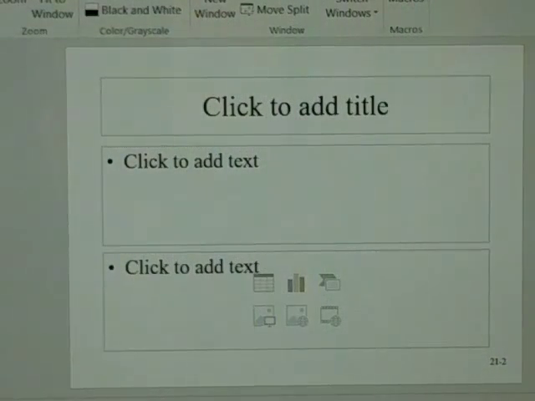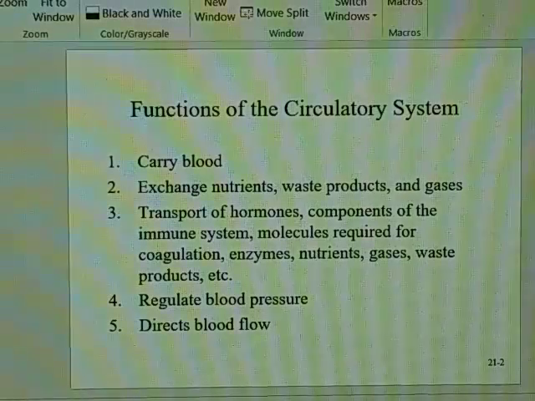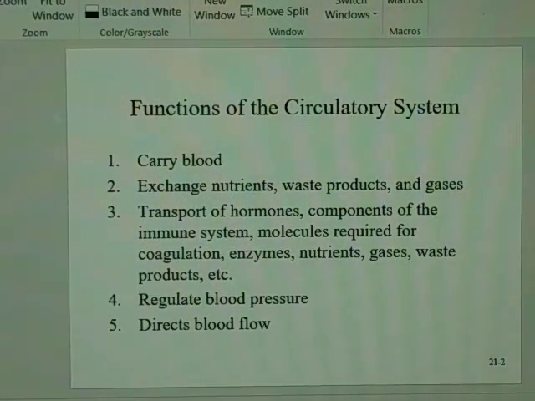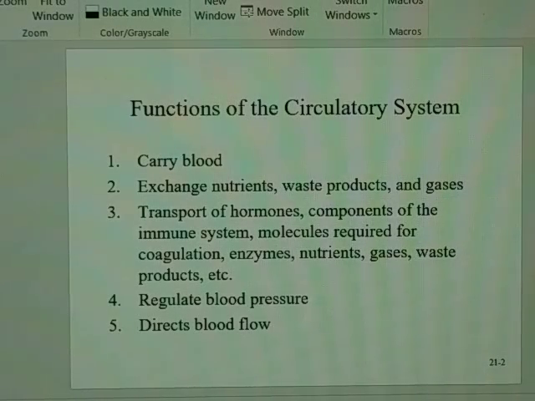When we look at the functions of the circulatory system, we need it to carry blood, exchange nutrients, pick up waste products, distribute gases. We need it to carry hormones. We need it for the immune system components. We need it for those molecules that'll help with creating the blood clot, regulating blood pressure, directing the blood flow.